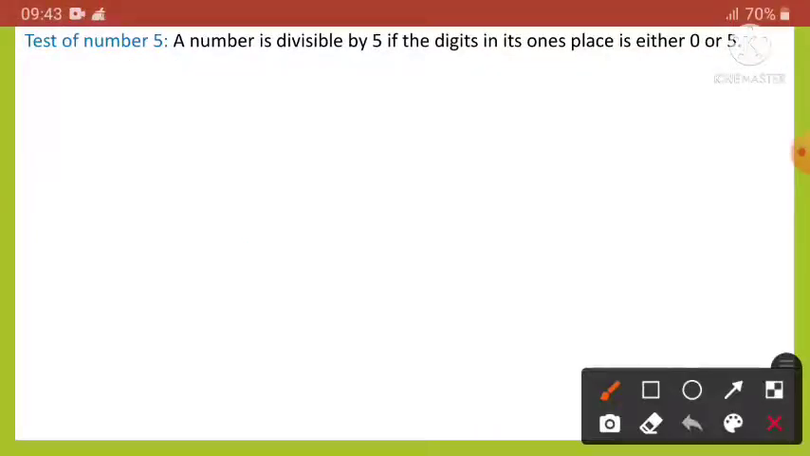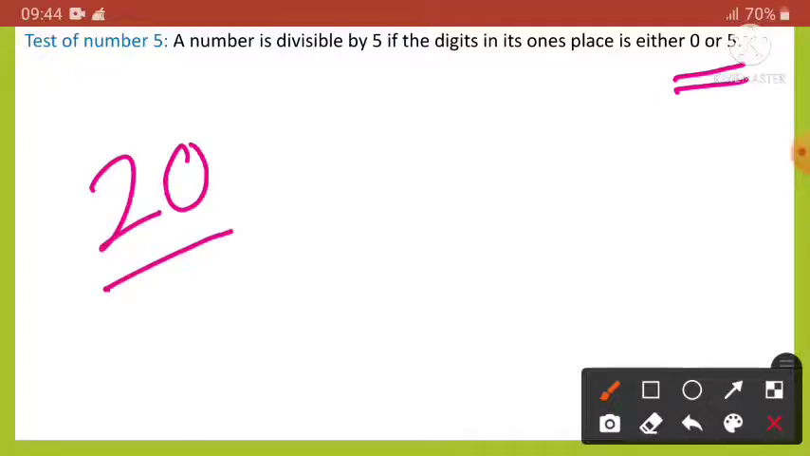Next is the divisibility test of number 5. A number is divisible by 5 if the digit in its ones place is either 0 or 5. Okay, either 0 or 5. So if I take this number and check whether it is divisible by 5, we have to look at the ones place digit. Here it is 0, so we can easily say it is divisible by 5.